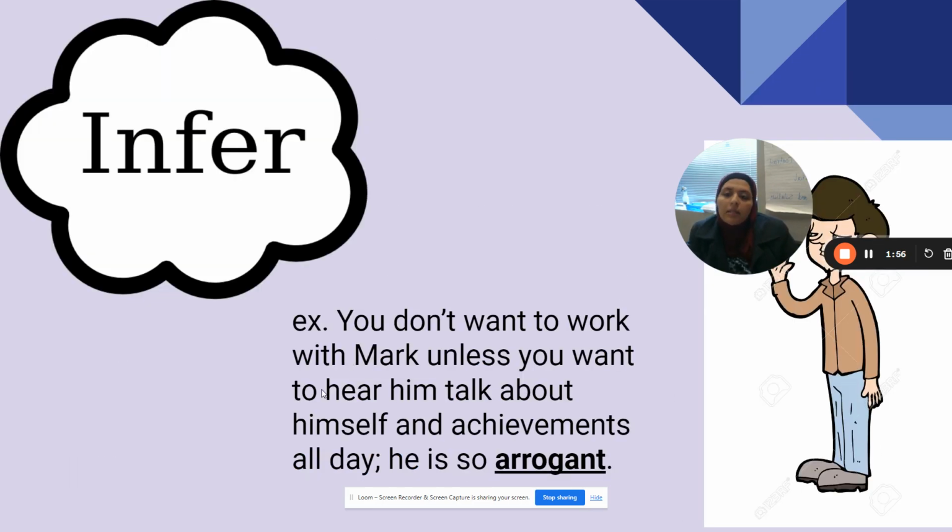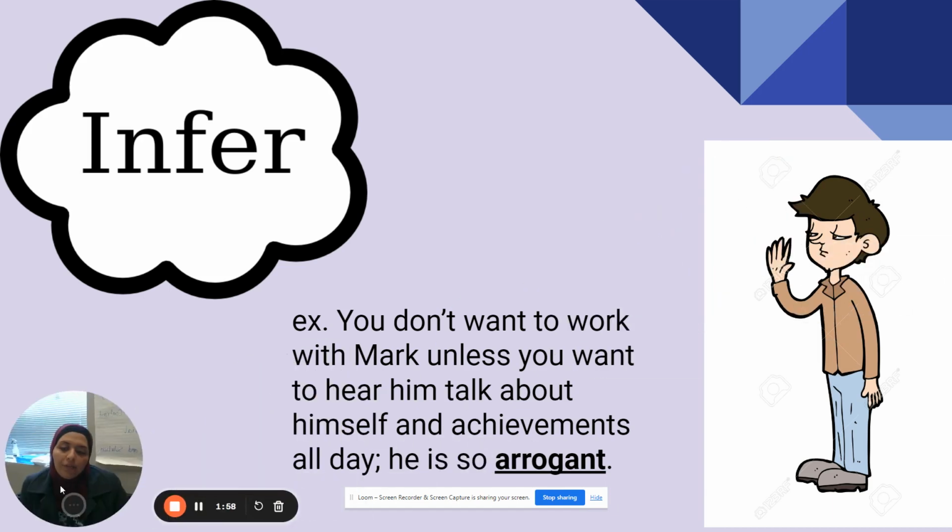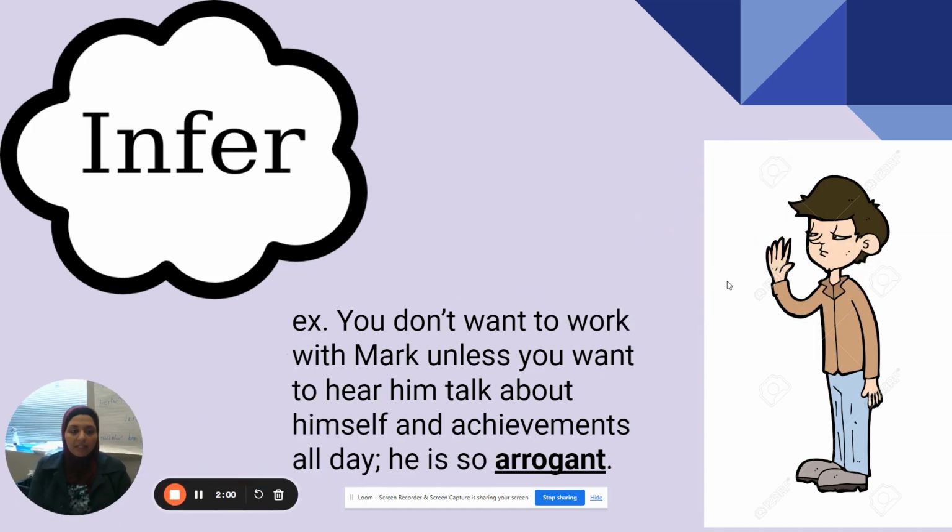All right, let's dig deeper into inferences. So if we can infer something based on something else, it means we can basically imply something based on something else, right? Let's read this example. You don't want to work with Mark unless you want to hear him talk about himself and his achievements all day. He is so arrogant. So obviously arrogant is the word that we might say is a difficult word. We maybe haven't heard it before. We're not familiar with what it means.